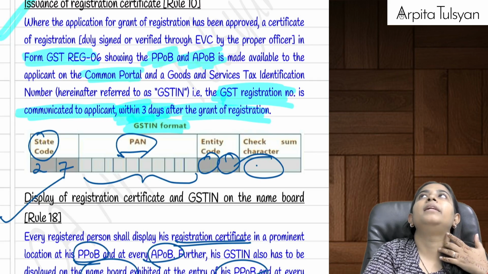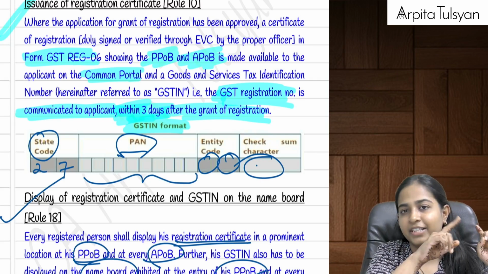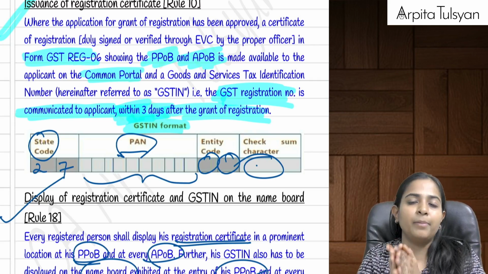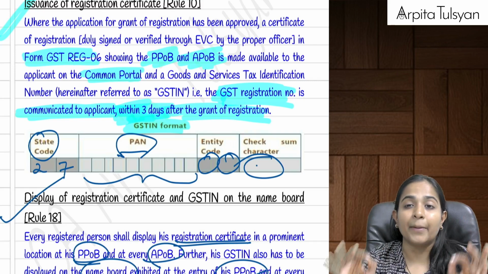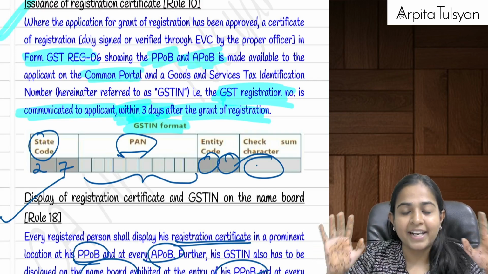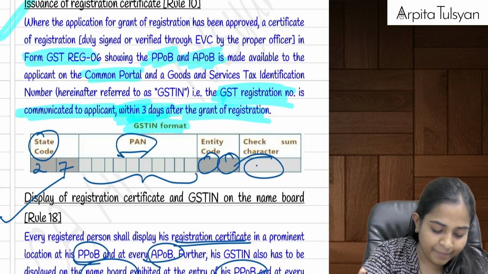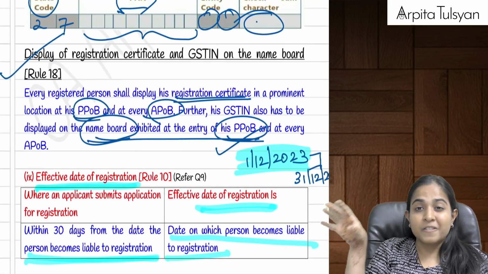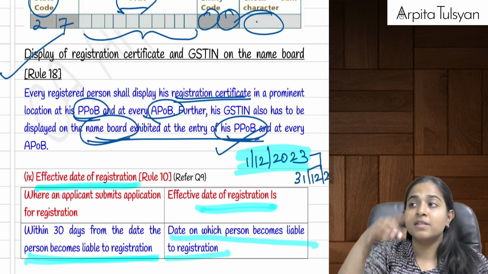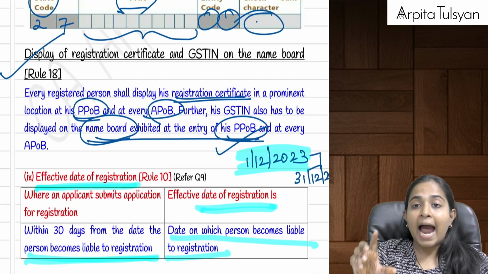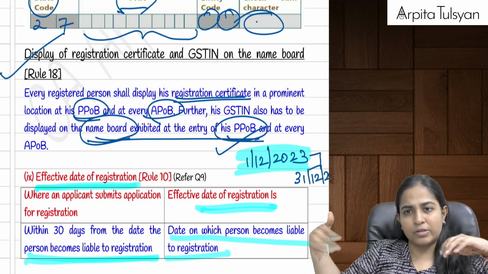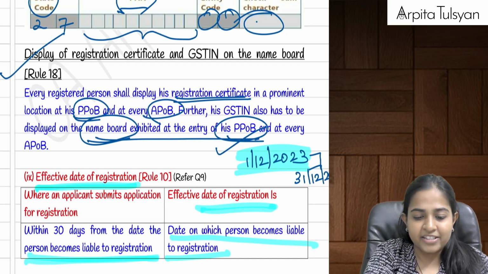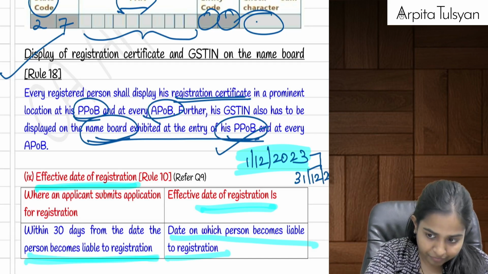So normally the registration will be granted within 7 days or 30 days as the case may be, right? Once it has been granted, after that you will be given that registration certificate, and GST number, your GST registration number, final number, will be communicated to you within a time period of 3 days. And once you receive your GST certificate, you have to display it in your principal place of business and every additional place of business, and wherever you are putting your name board, outside your office, etc. generally, there you also have to mention your GST number, registration number has to be mentioned there.